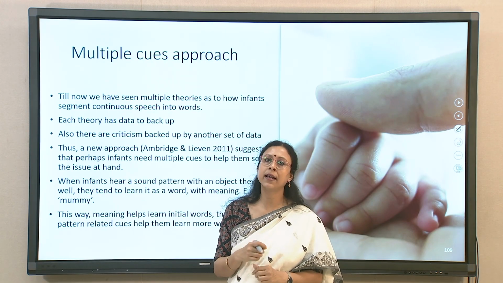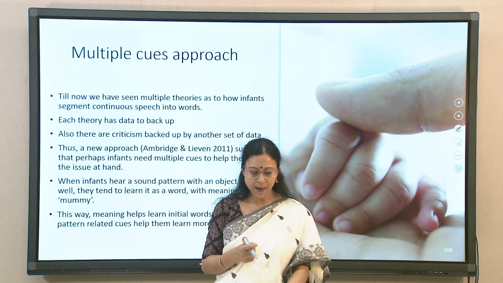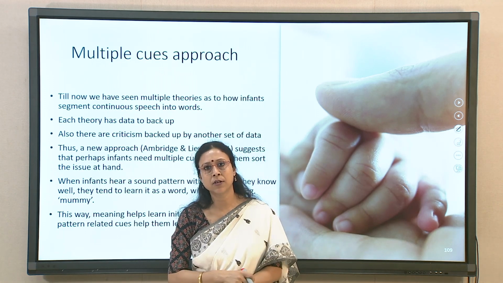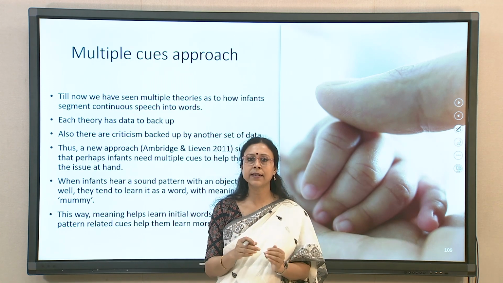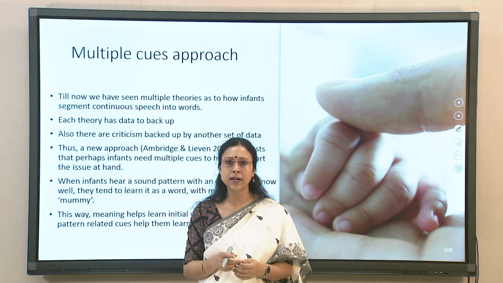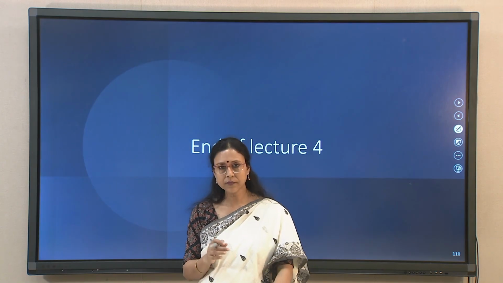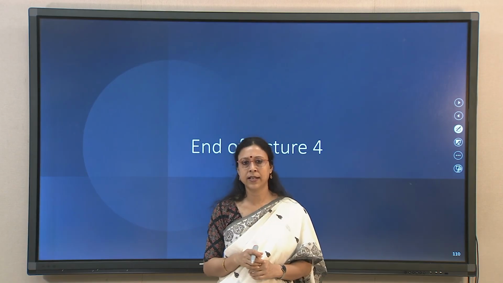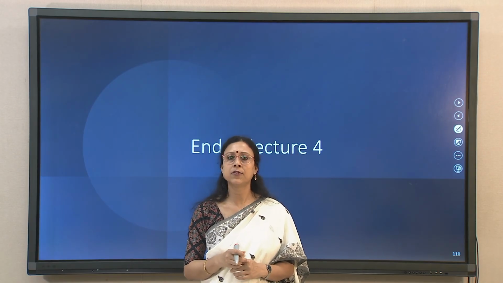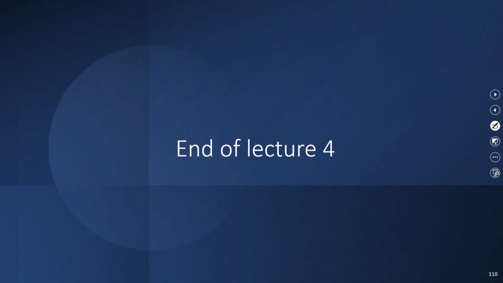So, in this way meaning can help learn the initial words, and then stress pattern related cues can help them learn more words. That is what the multiple cues approach says: that semantic, phonetic and phonological cues come together to help children figure out word boundaries. This is where we complete lecture 4, and in the next lecture we will talk about speech production by infants. Thank you.